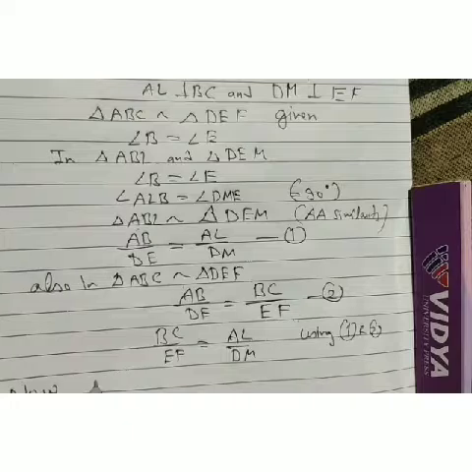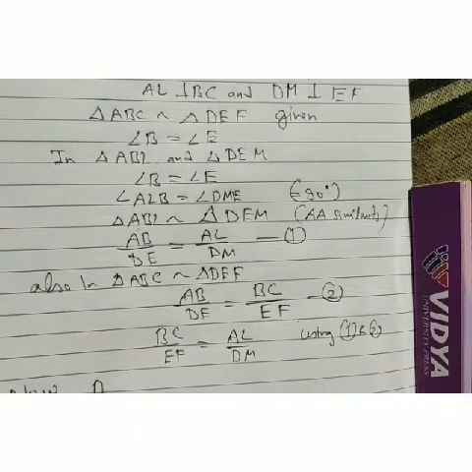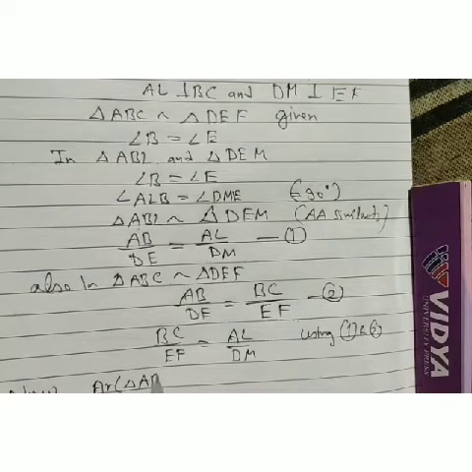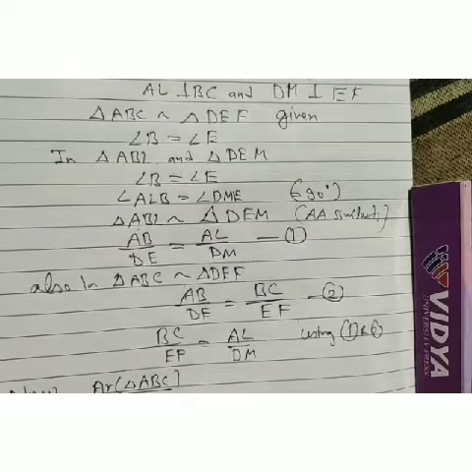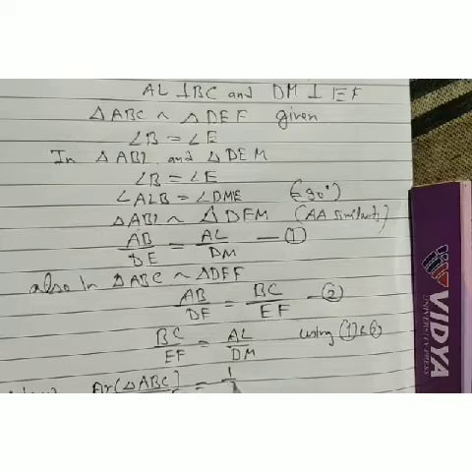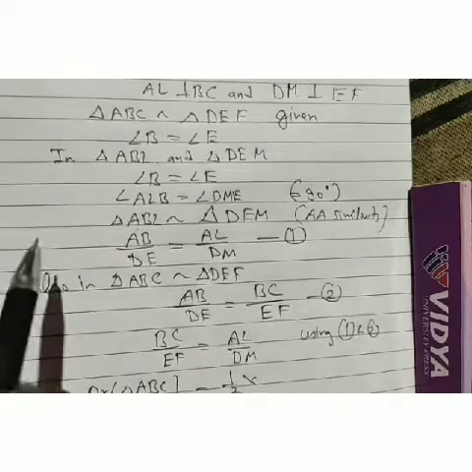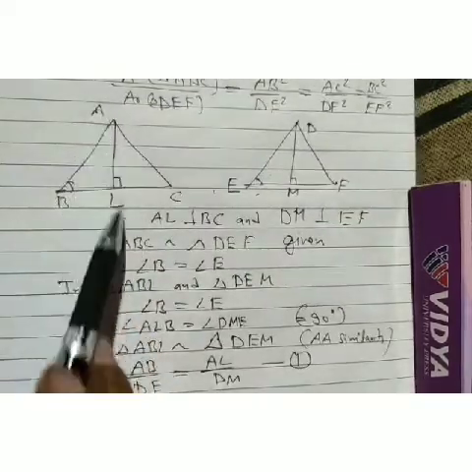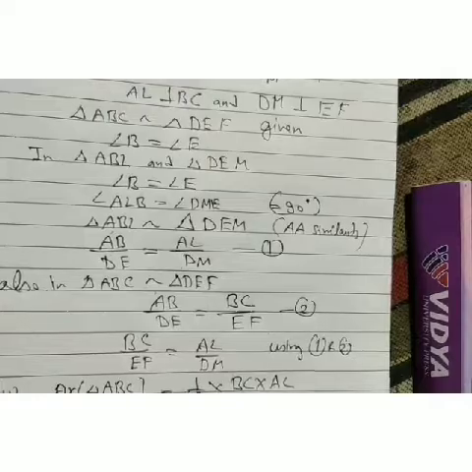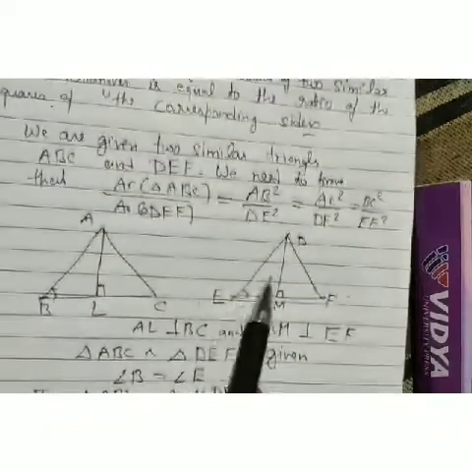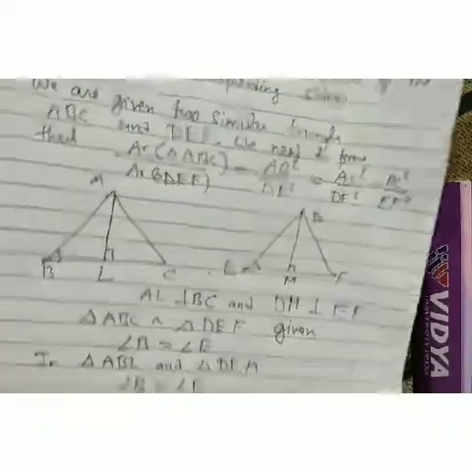After getting BC upon EF equal to AL upon DM, we are able to take the ratio of the area of triangle ABC to the area of triangle DEF. What do we have? Half base, what is our base? BC into AL, to half EF into DM.